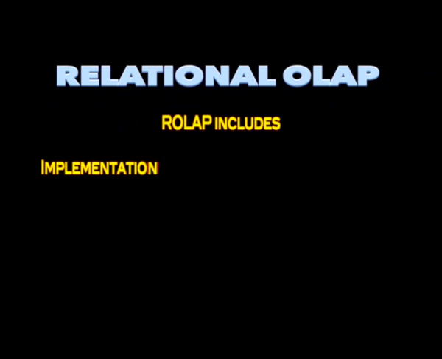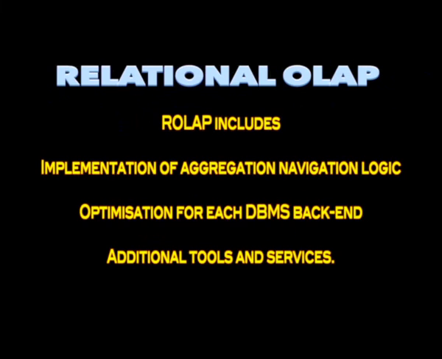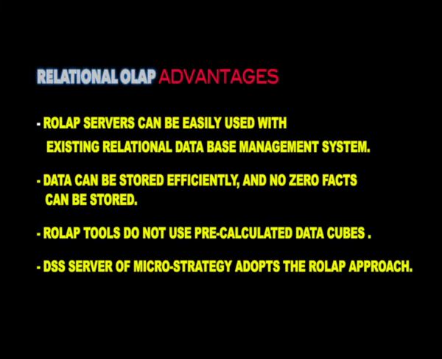Relational OLAP servers are placed between the relational backend server and client front-end tools to store and manage the warehouse data. ROLAP includes number 1, implementation of aggregation navigation logic, number 2, optimization for each DBMS backend, and number 3, additional tools and services.